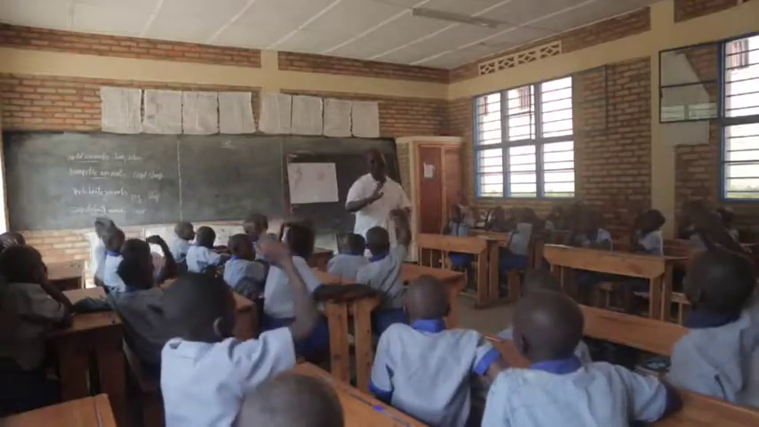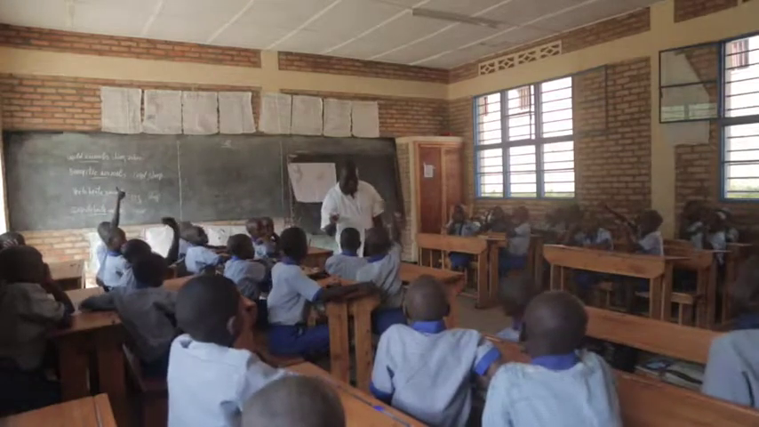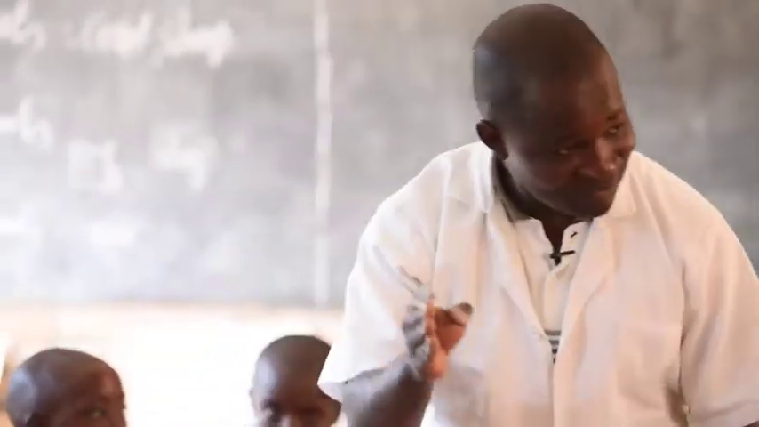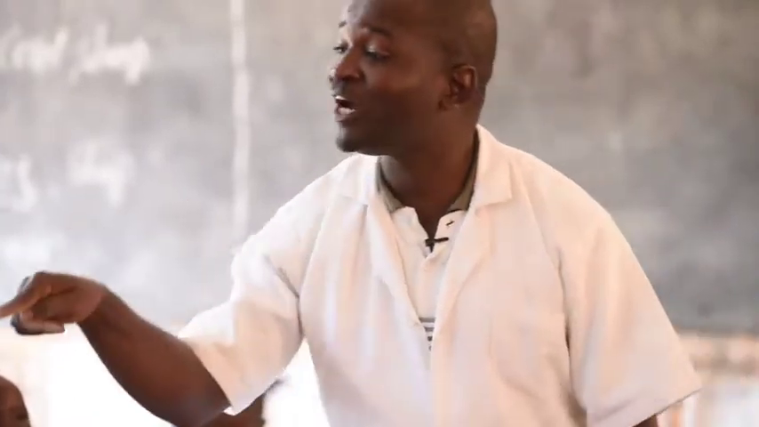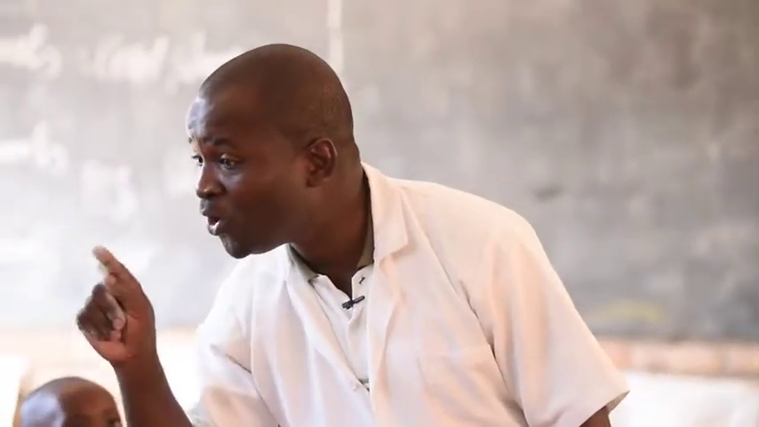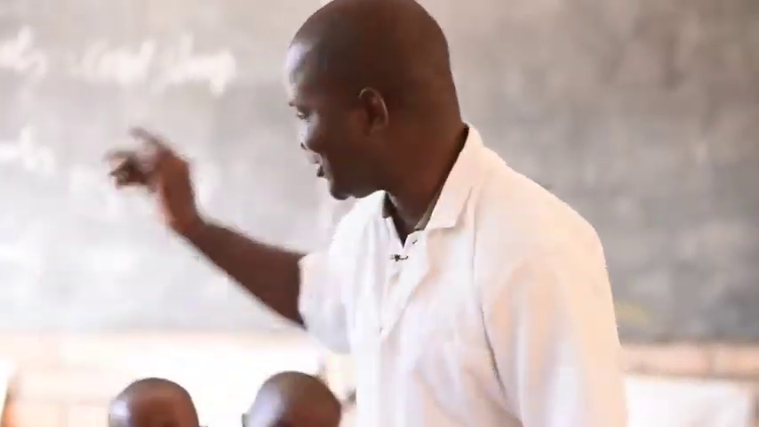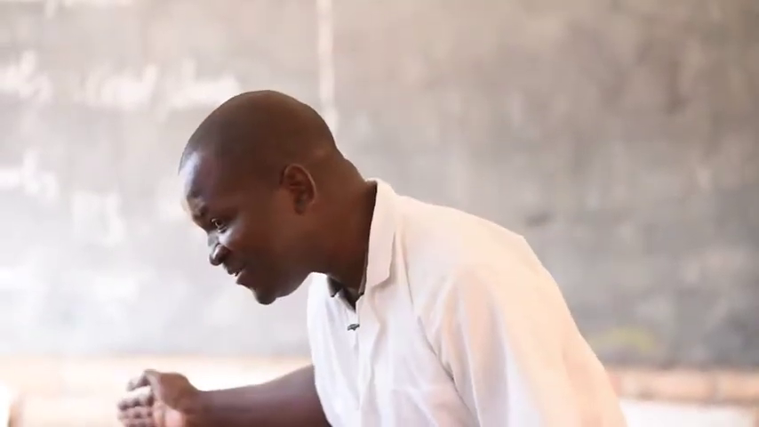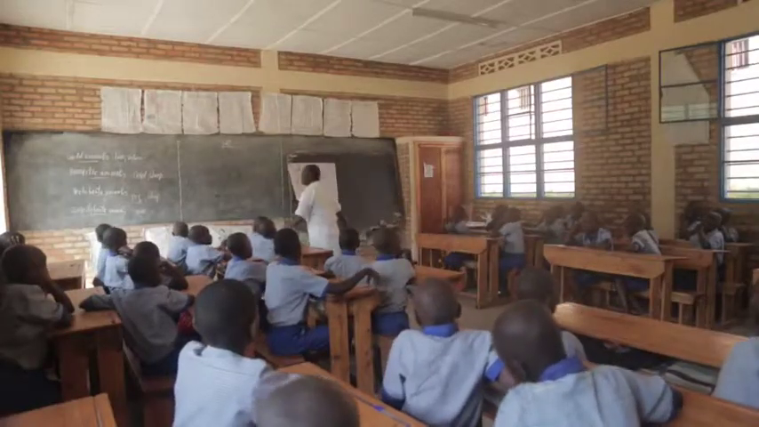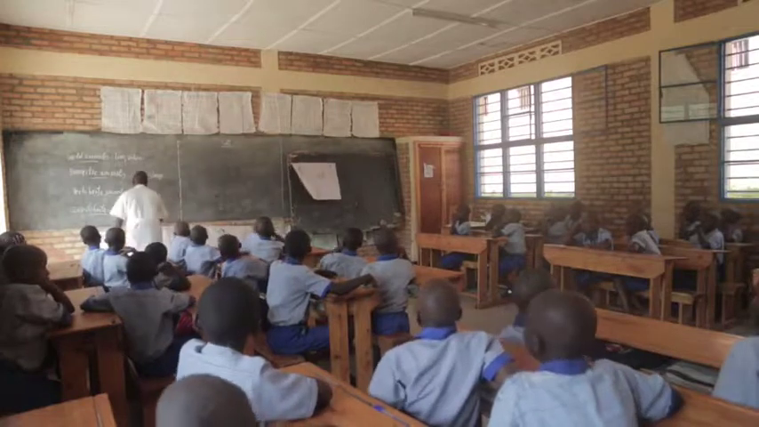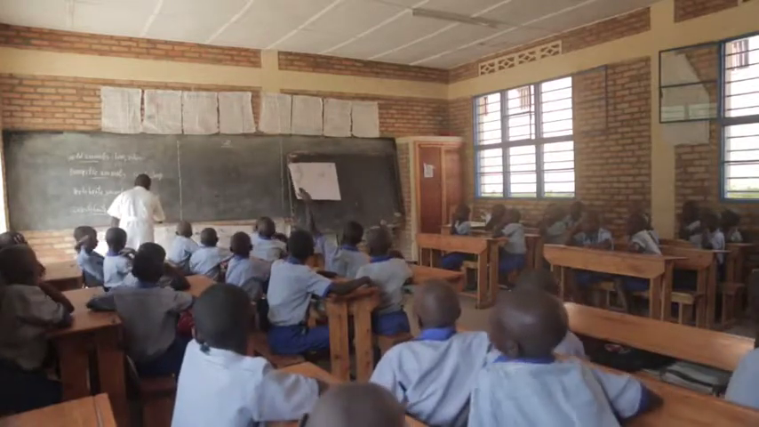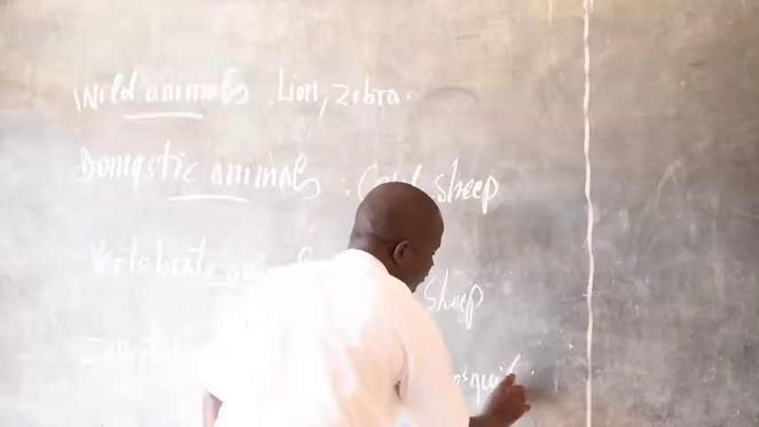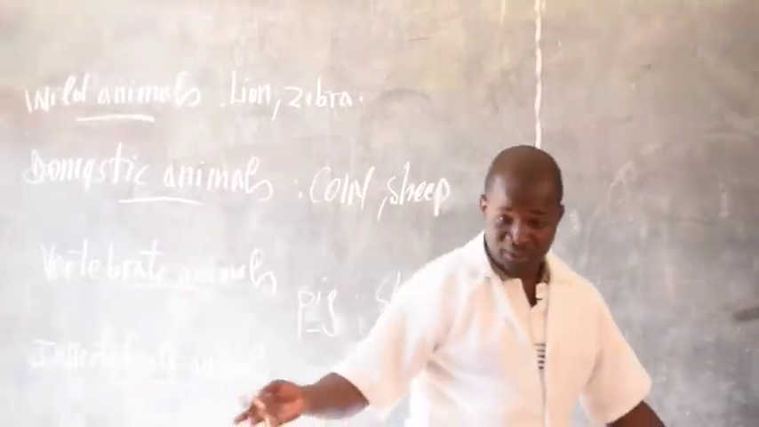Let me help him. Isaz in English is a fly or house fly. Flower in Kinyarwanda is ururabo. Ururabo is not an animal. Are we together? Yes. Okay, another example of an invertebrate animal is the mosquito. Are we together?